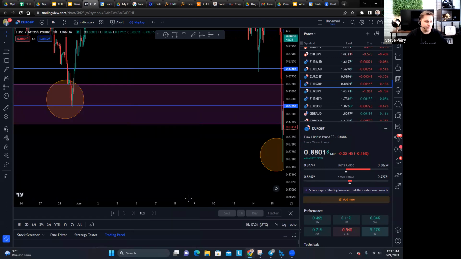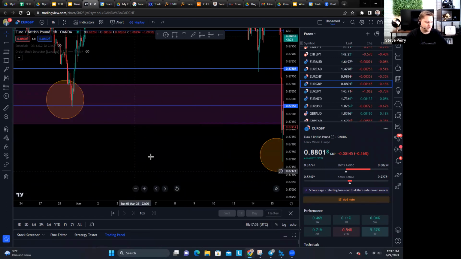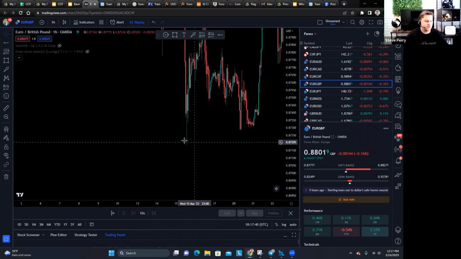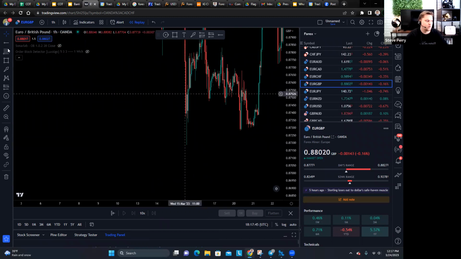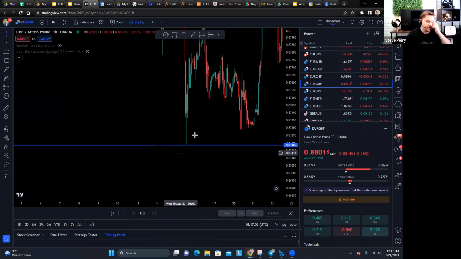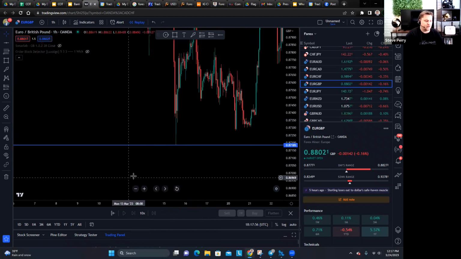Let's do another example. Okay, let's delete all of this stuff. Actually, let me use Control for that. Let's delete all this stuff, remove drawings. Let's do another one. See this? This is a massive low right here. Okay, let's find out why the market stopped right there. Why did it stop there and not anywhere else? Why there? Well, let's go back to the left side of the chart.